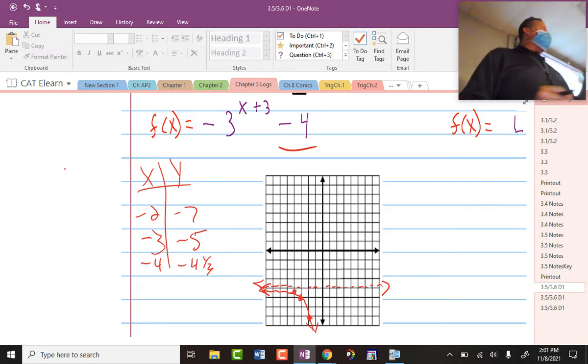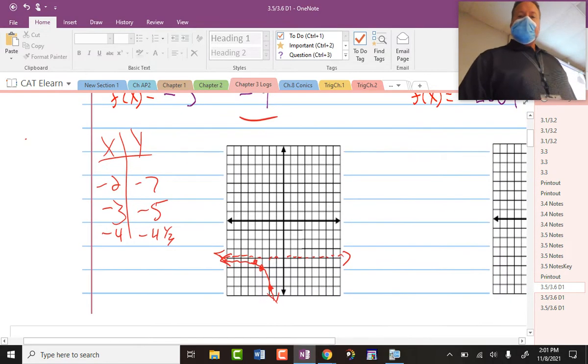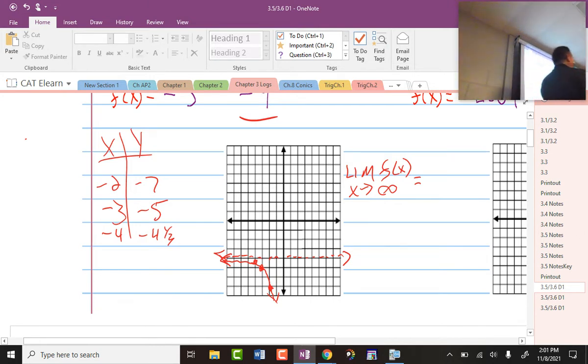Hey, student number 1. Nice. Vanessa, we can do limits. Domain and range we could do too. I'll do that real quick. Domain is all real numbers. Range is actually negative infinity up to negative 4, right? Not including negative 4. But what's that limit?